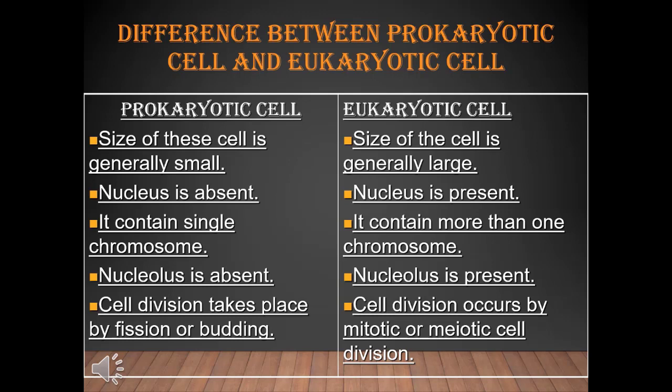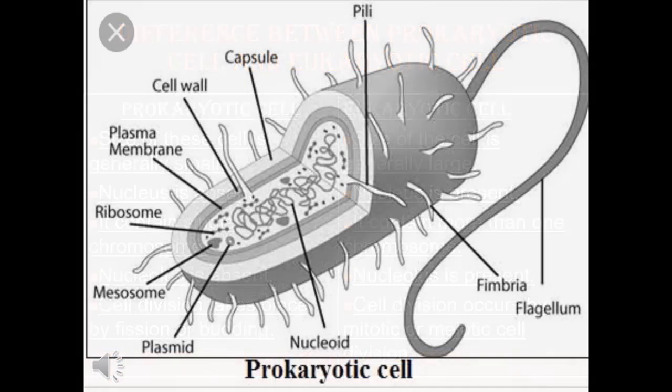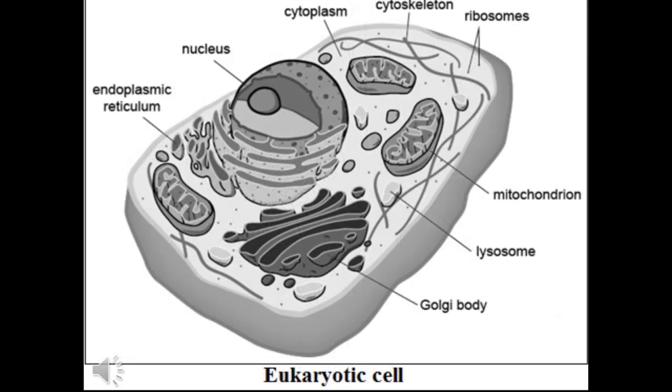Now, eukaryotic cell. Size of the cell is generally large. Nucleus is present. It contains more than one chromosome. In this, nucleolus is present. Cell division occurs by mitotic or meiotic cell division. Structure of prokaryotic cell. Structure of eukaryotic cell.